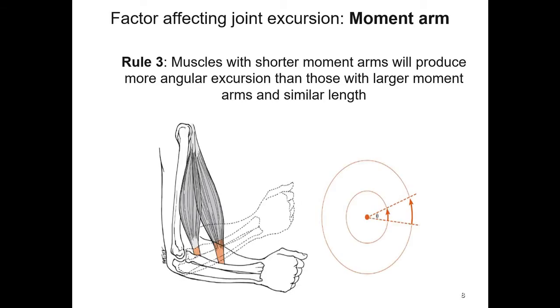Here we see the biceps muscle illustrated with its normal insertion point on the radial tuberosity, as well as illustrated with a hypothetical insertion point that is further away from the axis of rotation. Given a fixed shortening ability of the biceps, if we move the insertion point further away from the axis of rotation, the amount of possible joint excursion will decrease dramatically.